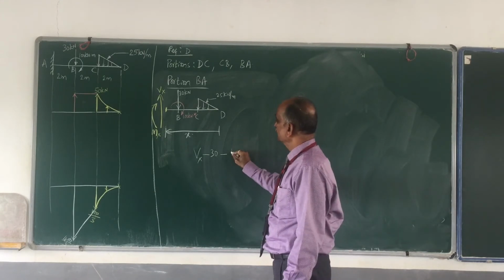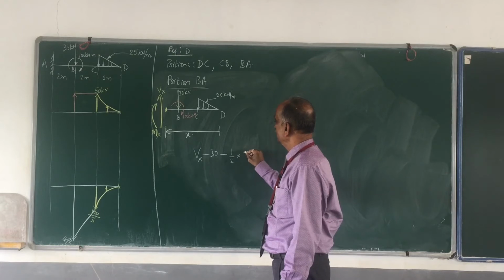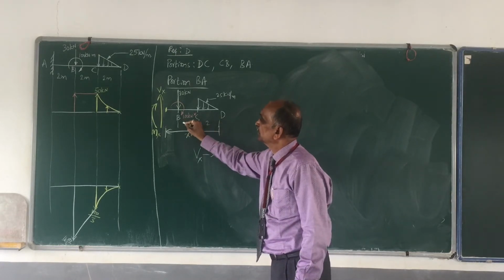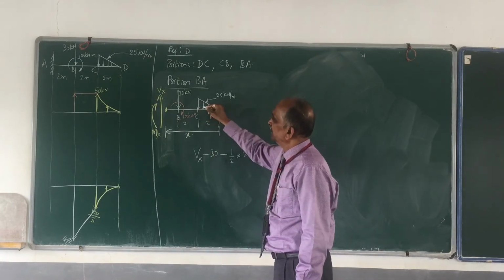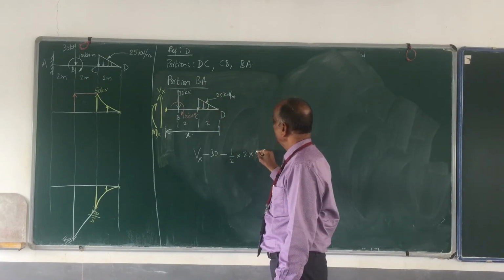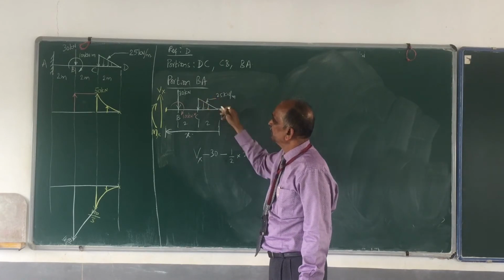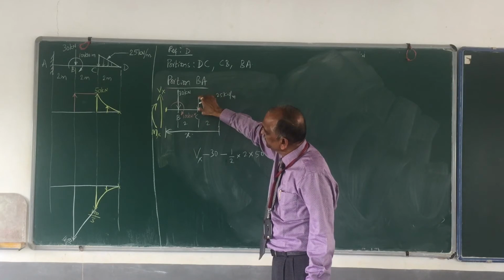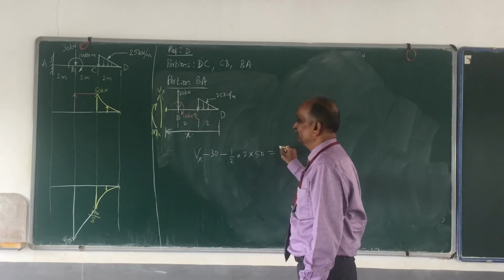Then how much is the force? The area of the triangle, half into base. What is base? This is 2 meters, as we know, this is 2 meters, this also is 2 meters. So this base, and what is this height? As I have shown you earlier, it is 50 kilonewton. This is 25 kilonewton per meter. At that rate, it is increasing at a distance 2 meters. What is this height? This height is 50. So this is equal to 0.